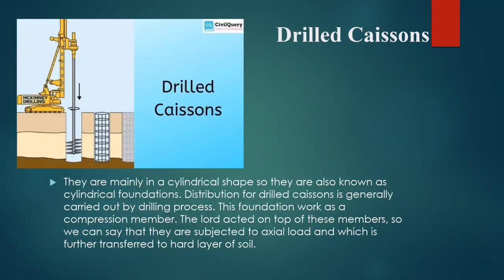They are mainly in a cylindrical shape, so they are also known as cylindrical foundations. Excavation for drilled caisson is generally carried out by drilling process. This foundation works as a compression member. The load acts on top of these members, so we can say that they are subjected to axial load, which is further transferred to the hard layer of soil.